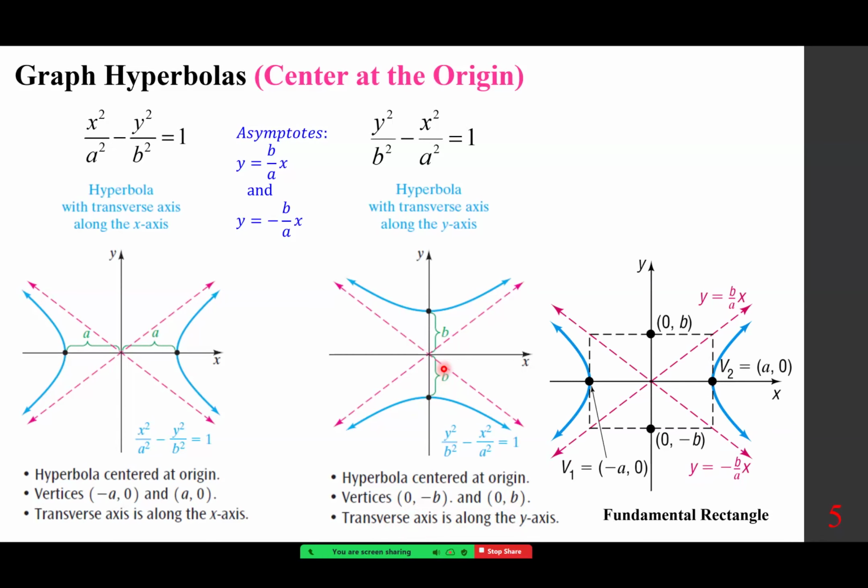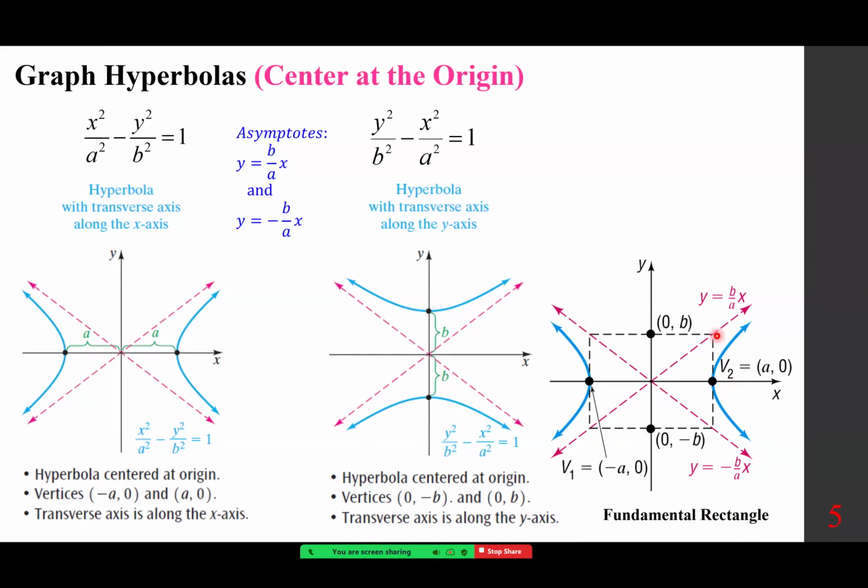Now, what you are looking at, this rectangle, where the length in this case is 2 times b and the height is 2 times a. This distance is a, 2 times a, and this distance is b, so the height, if you will, or the width, if you will, is 2 times b. This is called the fundamental rectangle. And with the help of a fundamental rectangle, we can graph the two asymptotes.